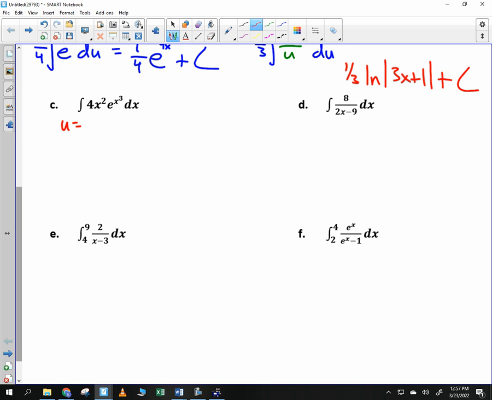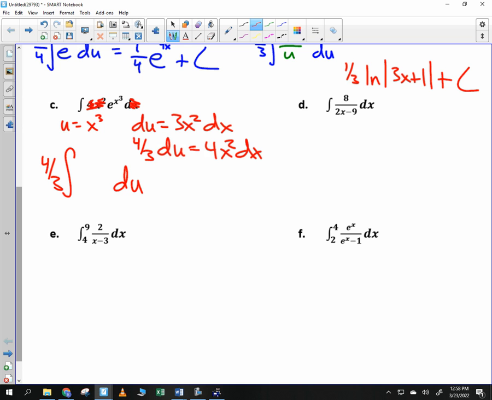I chose u to be x cubed, and the reason why x cubed is an excellent choice is that the derivative of x cubed is 3x squared. Notice how an x squared pops up right there, doesn't it? That's a sign that it's a good choice. So I multiply by 4 and divide by 3, so you should have 4/3 du is equal to 4x squared dx. Notice how the 4 goes away and the x squared goes away and the dx goes away. I'm left with 4/3 integral of e to the u du. Now the problem is simple. The antiderivative of e to the u is e to the u. So e to the x cubed, and then it's plus c.